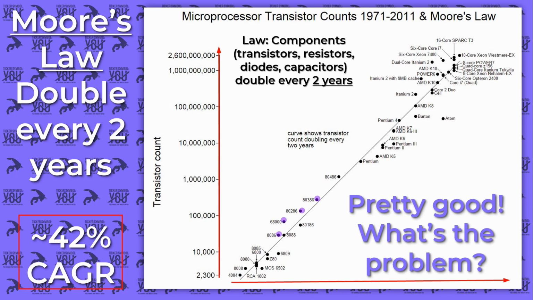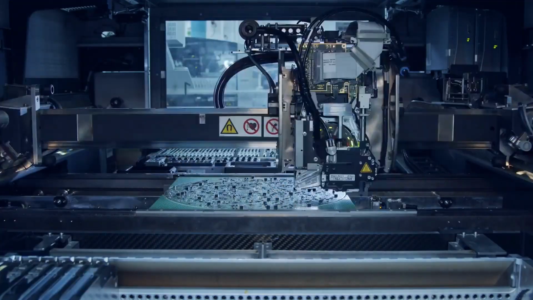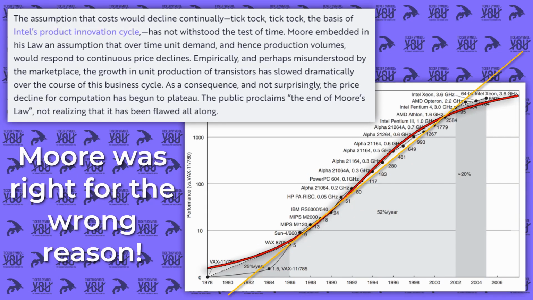Well, here's what ARK Invest thinks. So one more time, Moore's Law says that the component rate on an integrated circuit will double every 2 years. And ARK Invest argues that time isn't what drives costs down. Production is. Another way of saying this is Moore's Law assumes a constant relationship between cost and demand. ARK Invest claims that Moore's Law has not withstood the test of time.